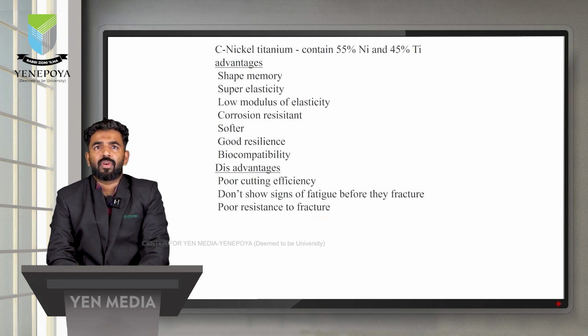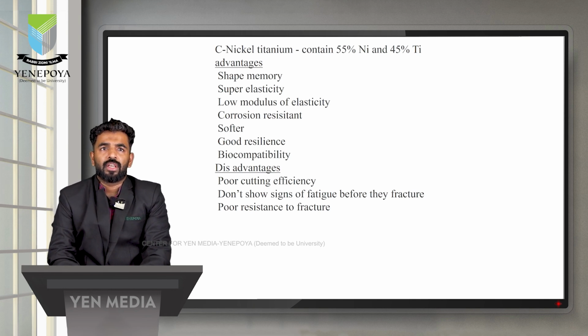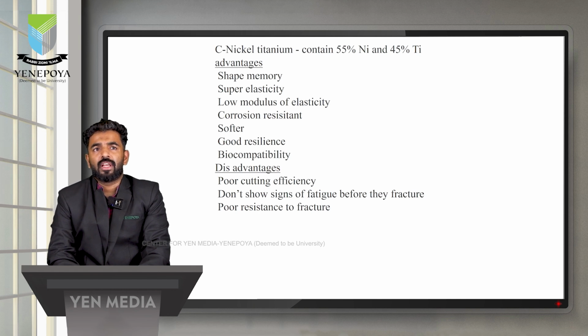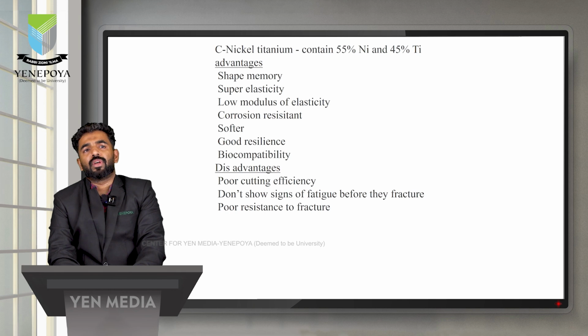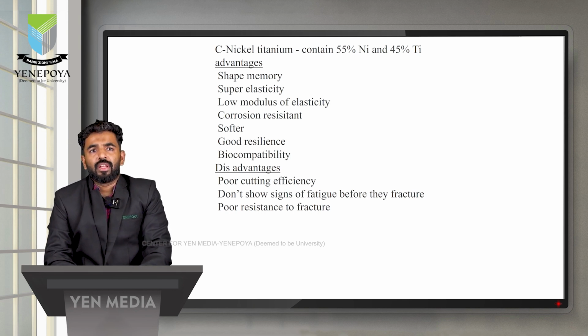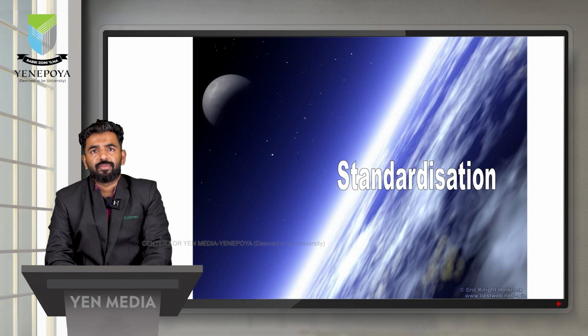It contains 55% nickel and 45% titanium. The advantages of nickel titanium are good shape memory, super elasticity, low modulus of elasticity, corrosion resistance, softer instruments, good resilience and biocompatibility. Disadvantages of nickel titanium files are poor cutting efficiency, fatigue and poor resistance to fracture.